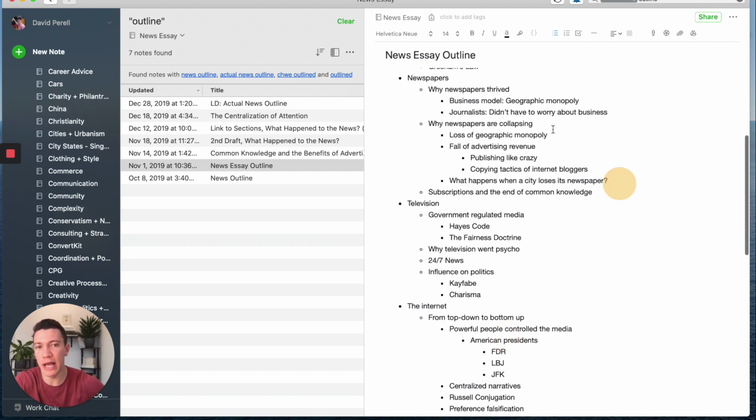Whereas other things like loss of geographic monopolies and what happens when a city loses its newspaper, those are big parts of the essay. But you'll see I'm constantly changing and tweaking the essay. Sometimes I actually draw out the outline just to get a different lens on how I'm going to organize this thing. And by changing it and tweaking it, look, it's really frustrating.